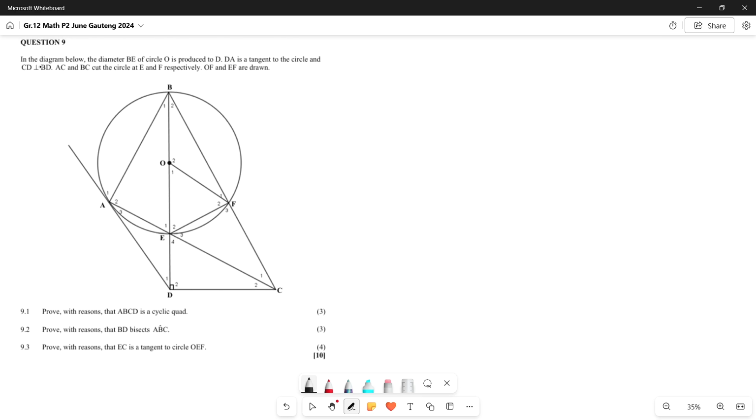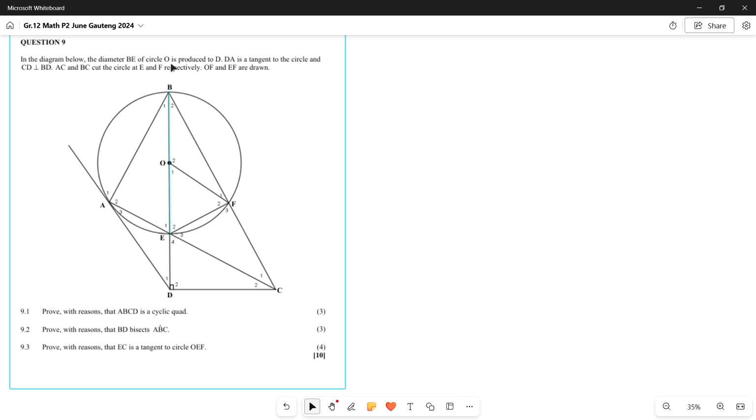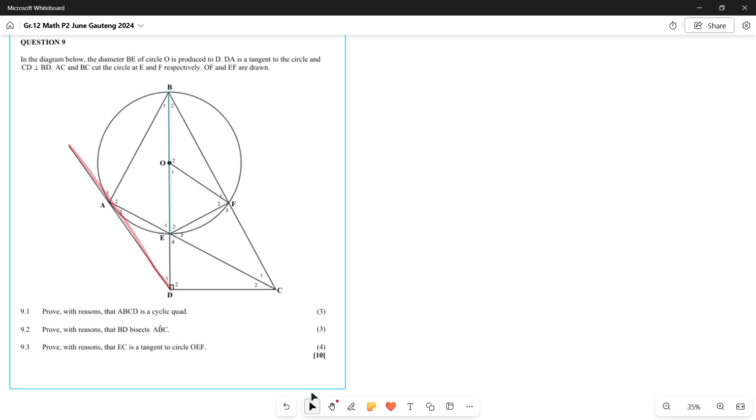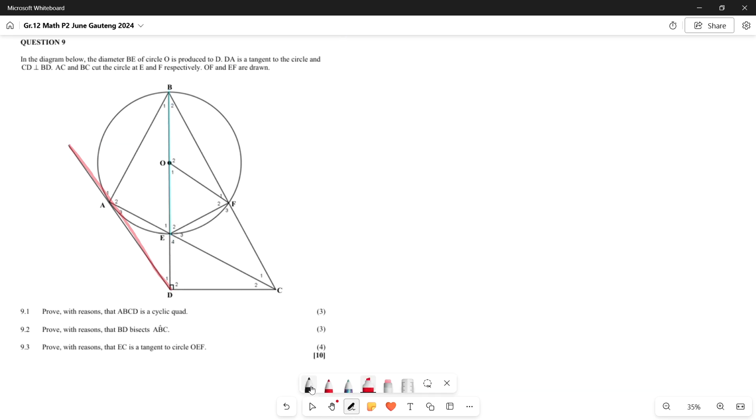So question 9 here says, in the diagram below, the diameter BE, so diameter is always important for us, which means that we are passing through the origin, which means we can use radii rules and diameter rules. The diameter BE of a circle O is produced to D. So it means that it is extended on a straight line. DA is a tangent to the circle, and CD over here is perpendicular to BD over there, which means we have a 90 degrees over here, as has been given.